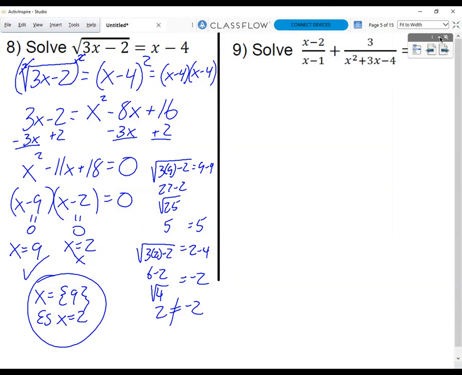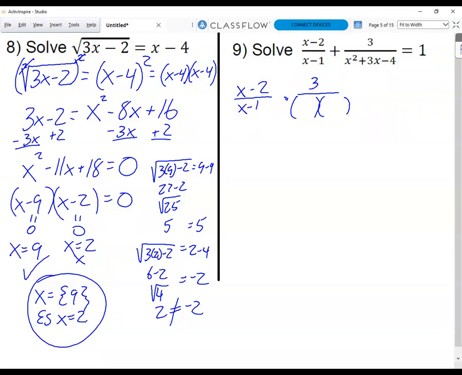So number 9 then, another one, we have an x in the denominator. It says solve x minus 2 over x plus 1 plus 3 times x squared plus 3x minus 4 equals 1. So what we want to do here is we want to factor out the denominators and find what our LCD is. So x minus 2 and x minus 1 are both completely factored. It's going to be plus 3. X squared plus 3x minus 4.